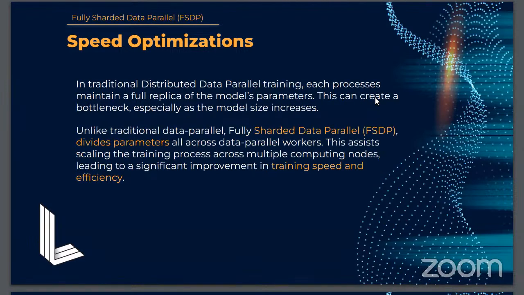In traditional distributed data parallel training, each process maintains a full replica of the model's parameters. This can create a bottleneck, especially as the model size increases. Unlike traditional data parallel, fully sharded data parallel divides parameters across data parallel workers. This assists in scaling the training process across multiple computing nodes, leading to a significant improvement in training speed and efficiency.